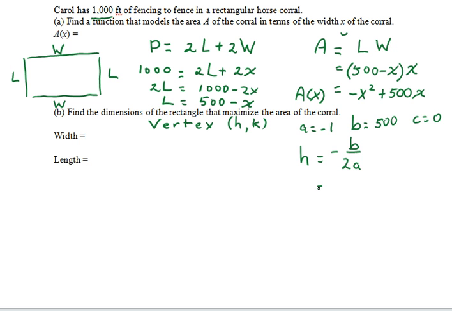So computing H, we get the opposite of 500 divided by 2 times -1, and that's going to give us positive 250. So the maximum area occurs when the X is equal to 250 feet.